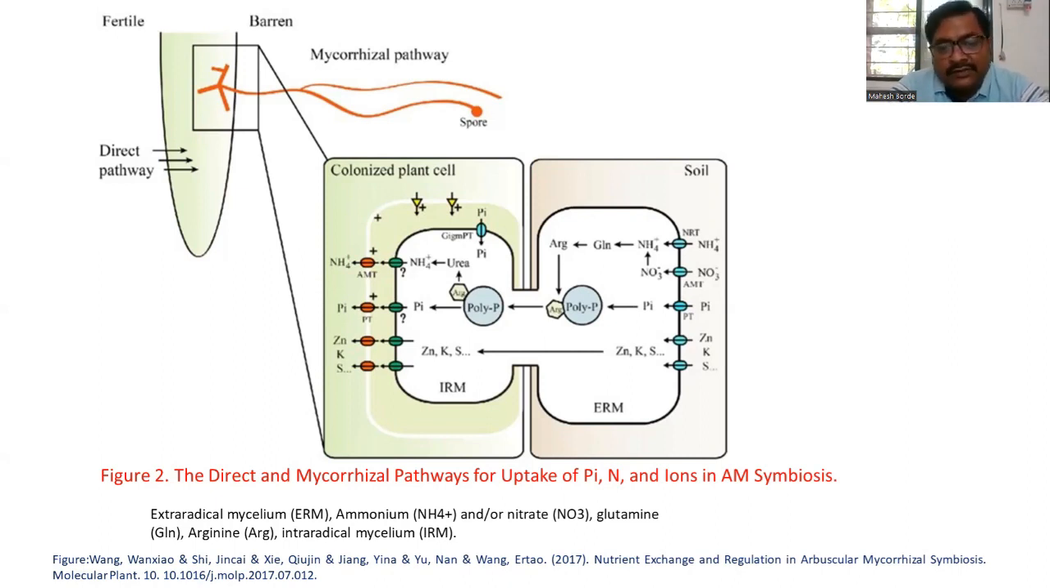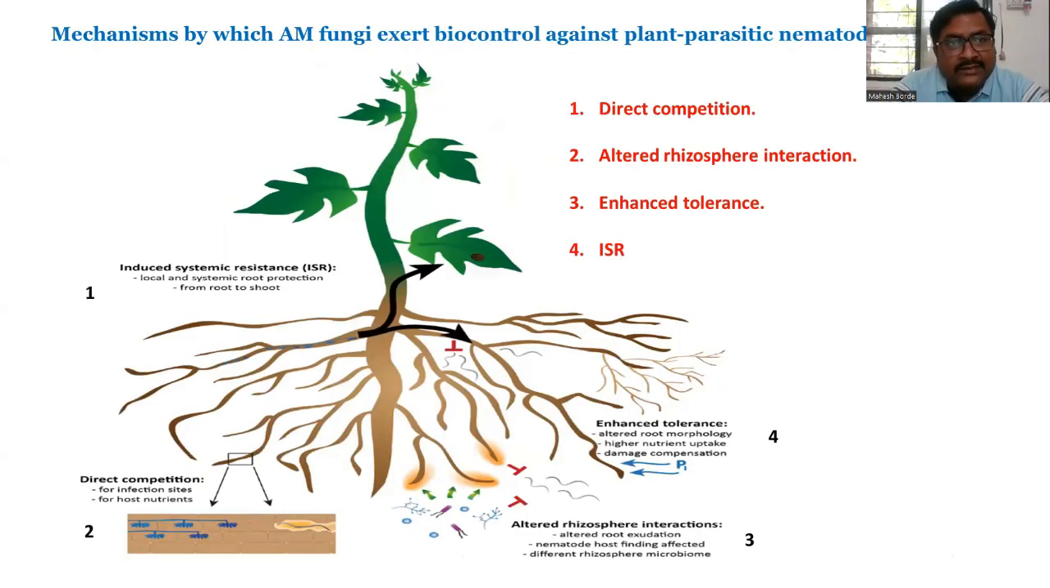But beyond the symbiotic association, there are many reports showing that when the mycorrhiza is associated with the plant root, it helps the plant under various biotic and abiotic stresses. I will show you the mechanism by which, when the arbuscular mycorrhizal fungi is associated with the plant root, it is mostly used as a biocontrol agent. There are 4 major ways through which the mycorrhizal fungi modulate the defensive mechanism.